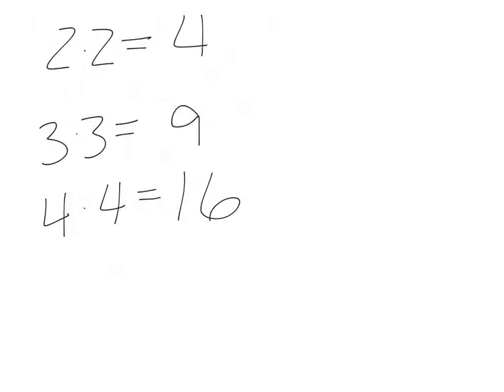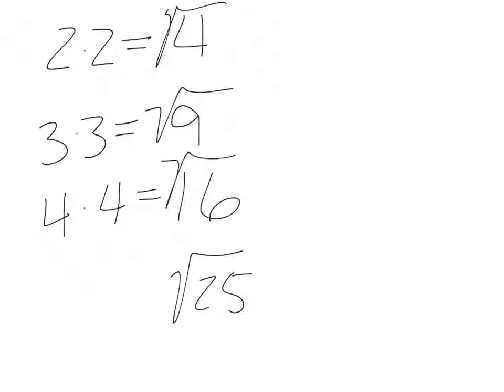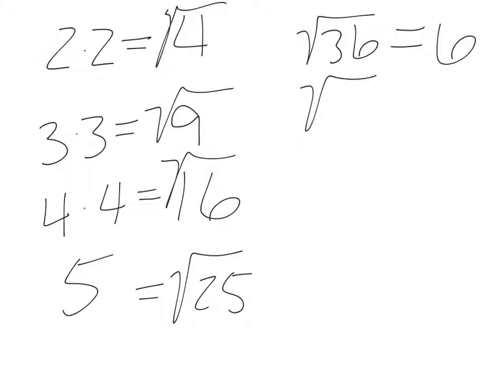So a perfect square means we can take the square root of the number, and when we take the square root of the number, we get an integer. So if I take the square root of 4, I get 2. If I take the square root of 9, I get 3. The square root of 16 is 4. The square root of 25 is 5. The square root of 36 is 6. The square root of 49 is 7. And this list goes on and on and on.